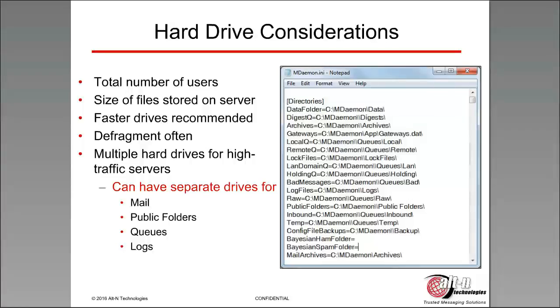As you can see here, we have various different directories for the various queues, for example, the local queue, remote queue. You have a directory for the holding queue. There's a directory for your public folders. There's a directory for your backup, for your Bayesian learning, for your mail archives, and things like that. So you can change the lines in this file with the drive letter designations of any other drives that you wish to use. And this can greatly improve performance because now you'll have several drives working in conjunction at the same time, and they can read and write at the same time. So it's a good way to improve performance.